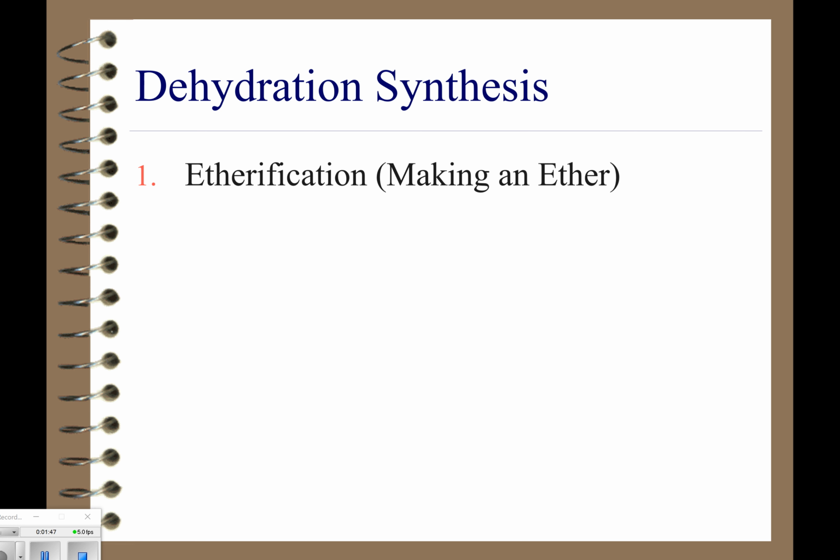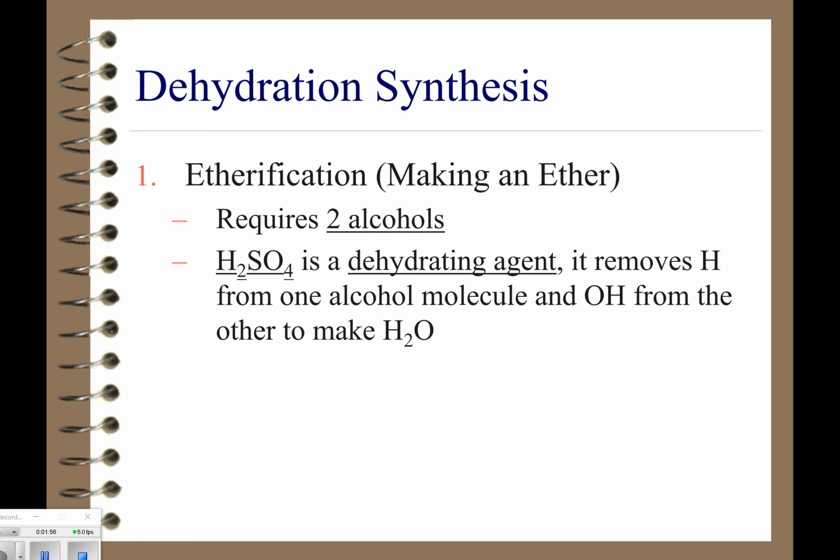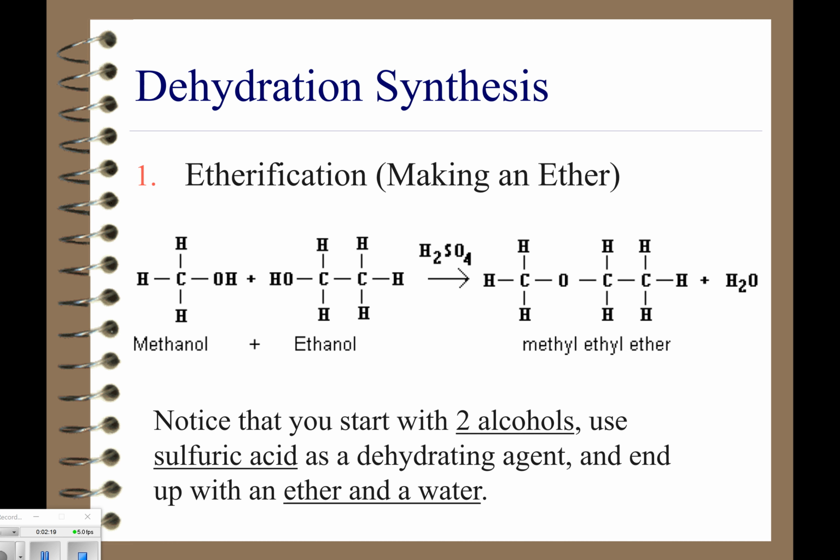For example, dehydration synthesis can be used to make an ether. And in order to make an ether, we need 2 alcohols. They can be the same, they could be different. This reaction does require a dehydrating agent to help remove a hydrogen and hydroxide from each of the functional groups to make the water molecule. And sulfuric acid is going to be the choice for this particular reaction.